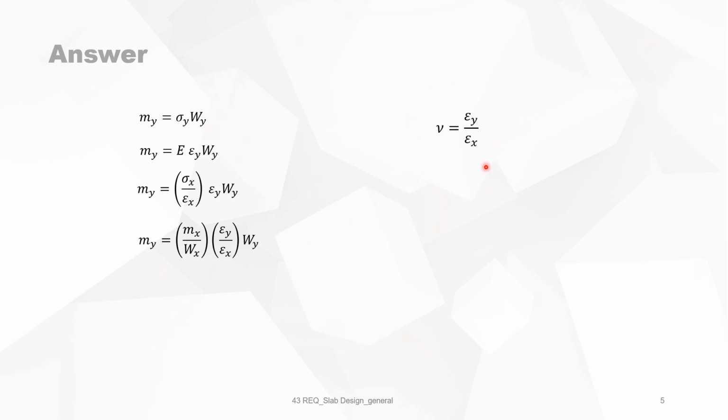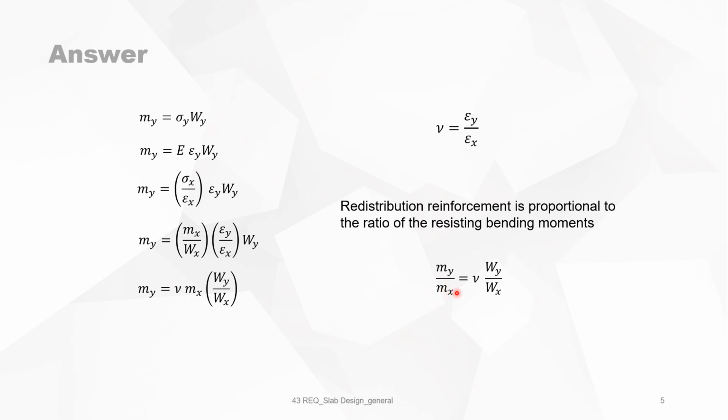We know that nu, the coefficient of Poisson, is equal to the ratio of the strain in the two different directions. So we can use this in this equation. And this means that when you look at the ratio of the bending moments in the two directions, this is constant, proportional to the resisting bending moments, or proportional to the section modulus of resistance.